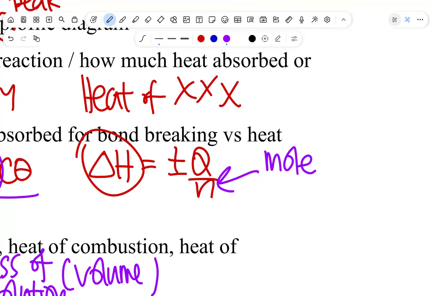For example, when you calculate the heat of displacement, the mole is what? How many moles of metal you kick off. When you calculate the heat of combustion, the mole is how many moles of substance that is burned. When you calculate the heat of neutralization, the mole is how many moles of water you have. When you calculate the heat of precipitation, what is important? The precipitate. How many moles of insoluble salt, how many moles of precipitate you have? So for different heats, the mole is different.